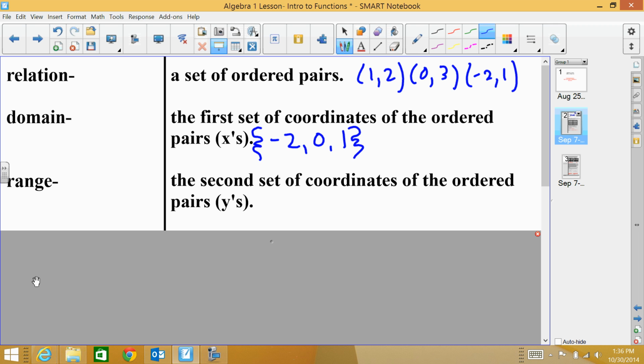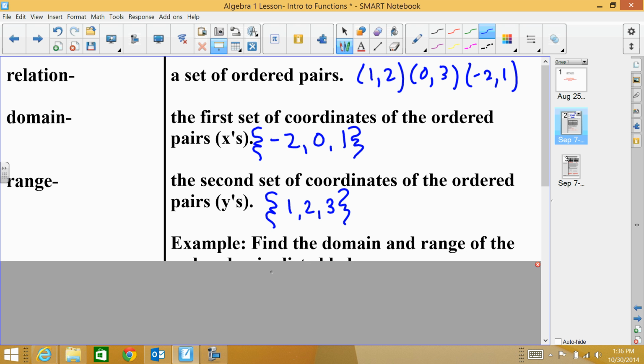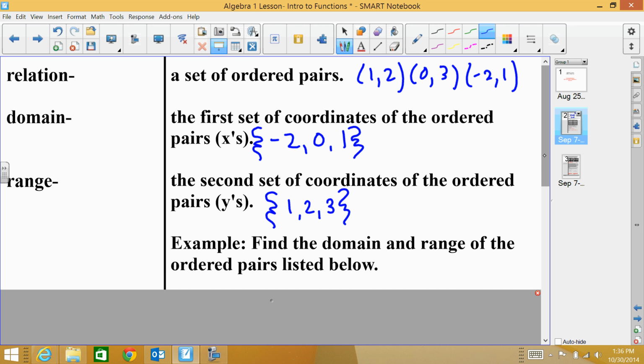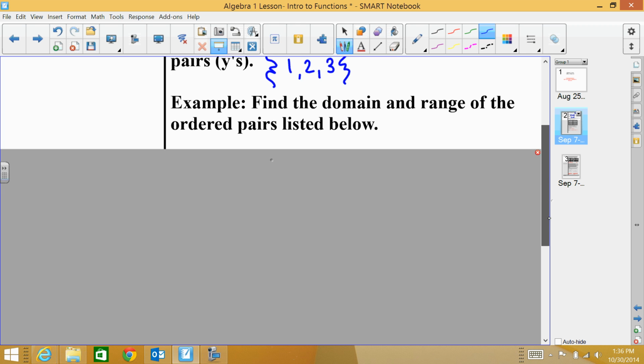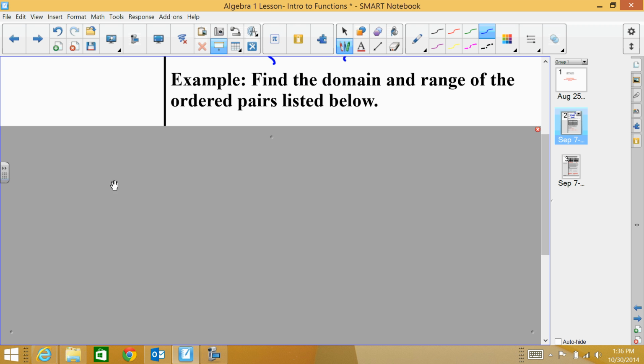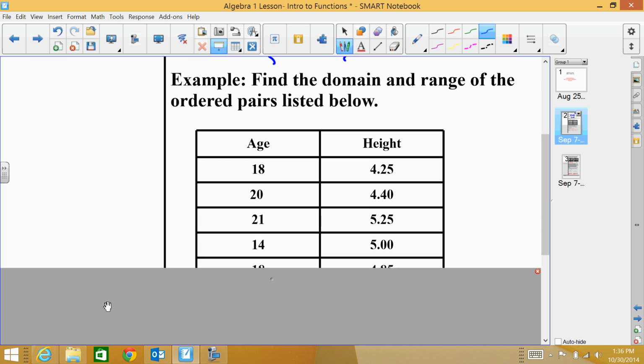Next would be the range, which are the y coordinates. So for our range, we would have 2, 3, and 1. If I write those in order from least to greatest, I would have 1, 2, 3. So we're going to take a look at some examples, and I'm going to have you identify the domain and range.